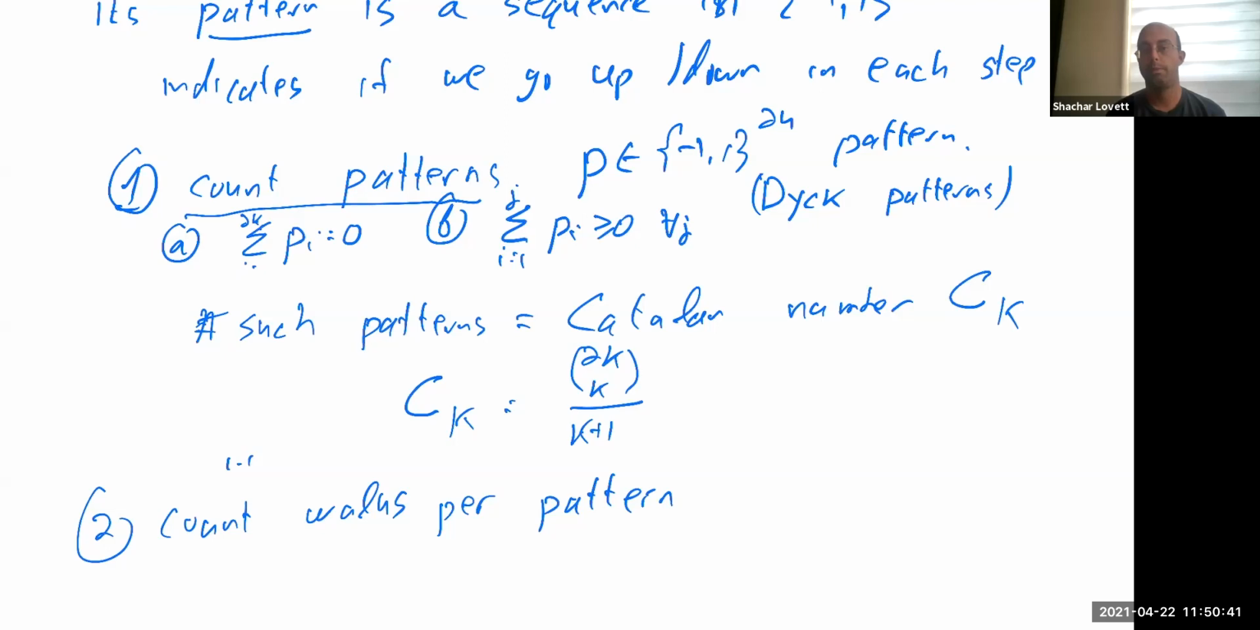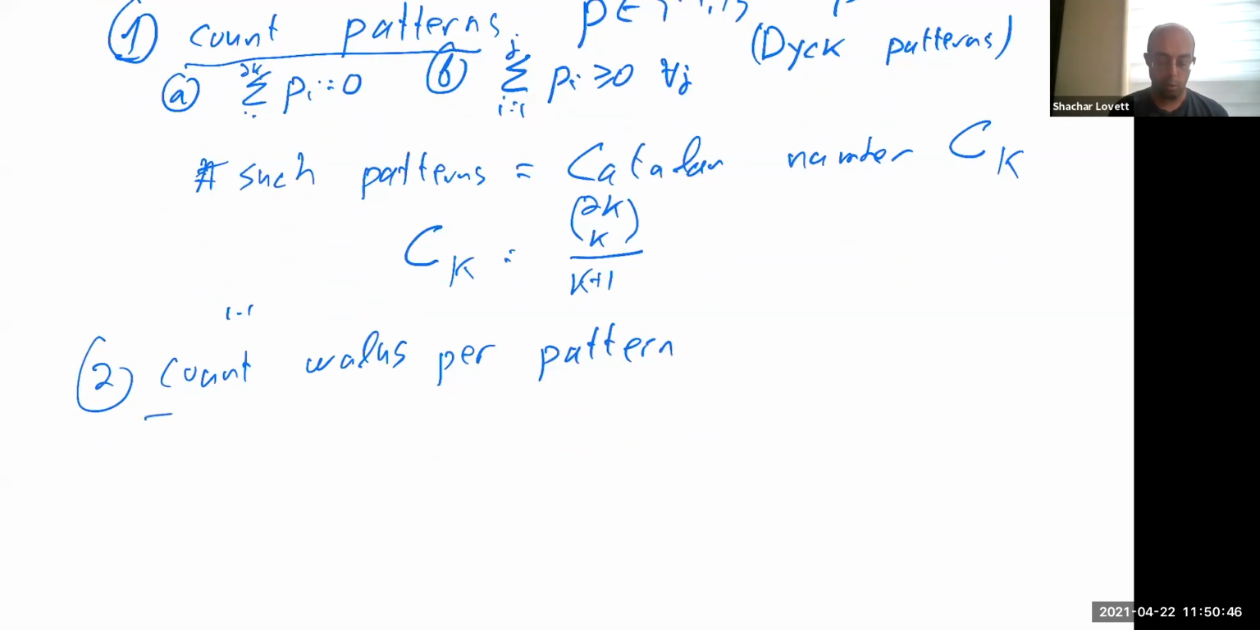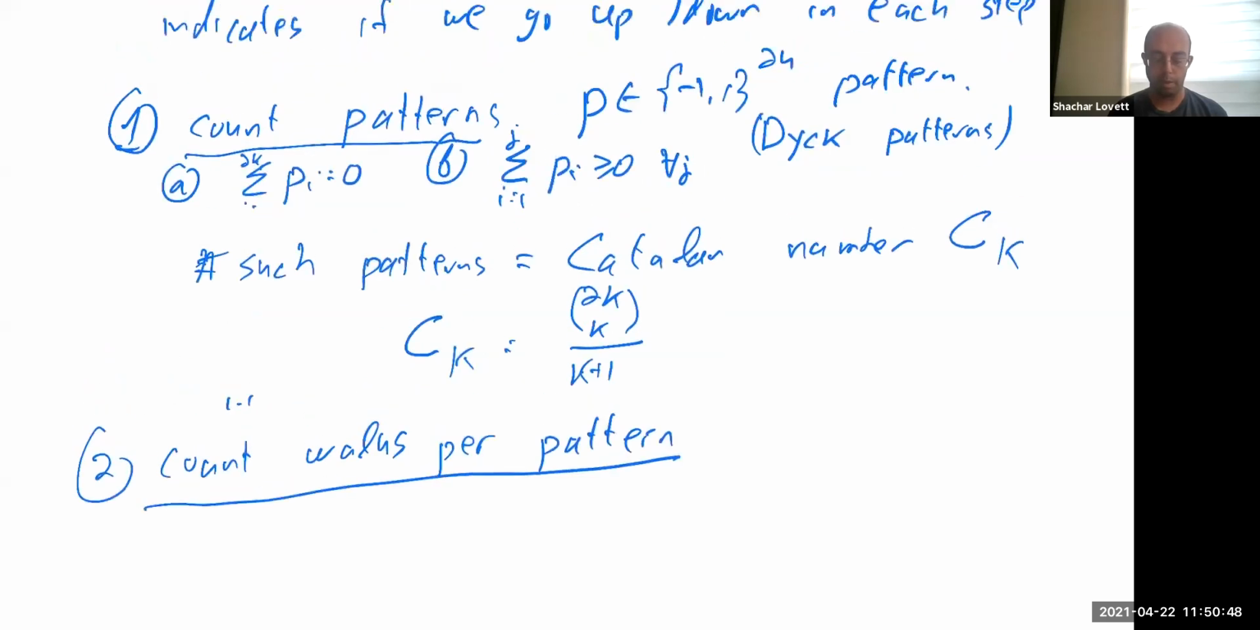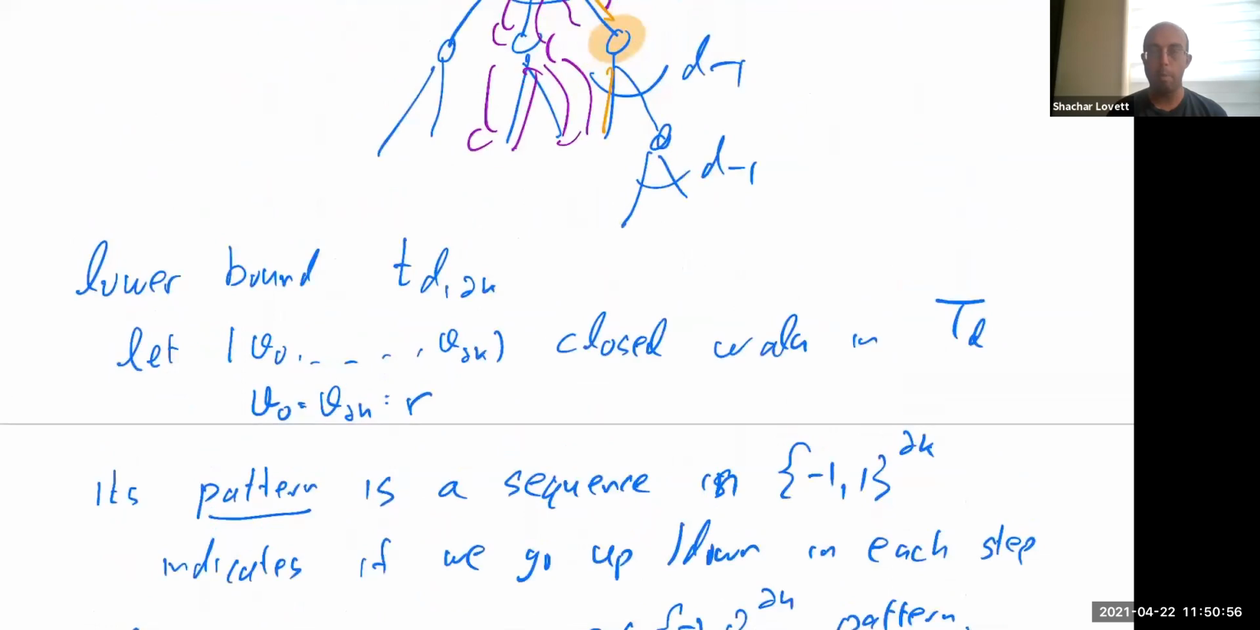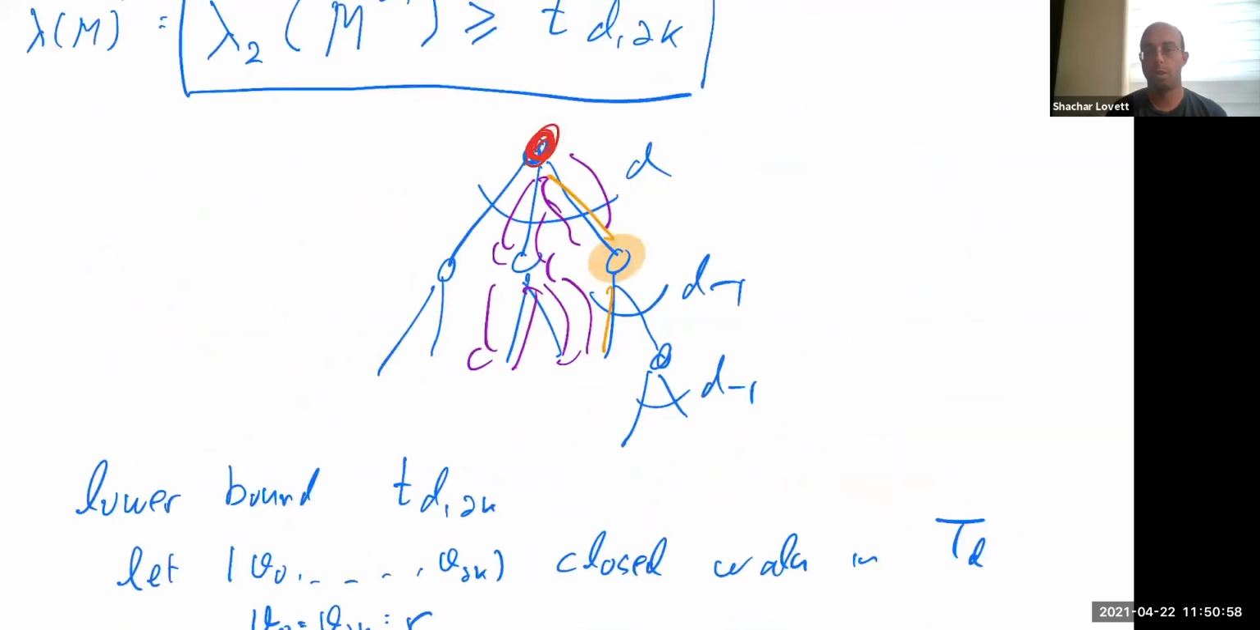So we're going to leave it to you to figure it out. So we know this number. That's one thing that we know. The other one is counting walks per pattern. So what does a pattern tell us? You either walk down or you walk up the tree. Going up the tree, there's no choice. There's just one option. Going down the tree, I have options. If I'm at the root, I have D options of going down. At any other node, I have D minus 1 options of going down.